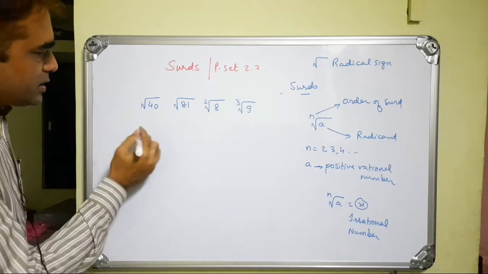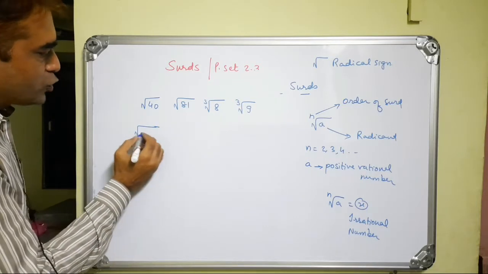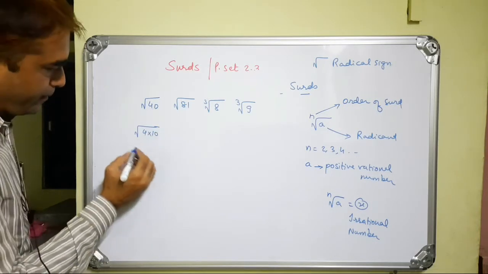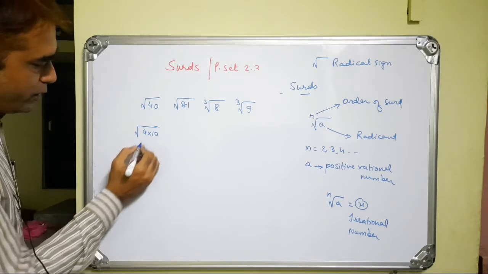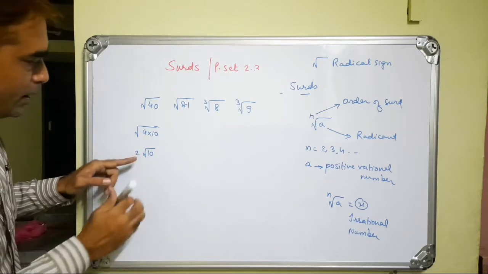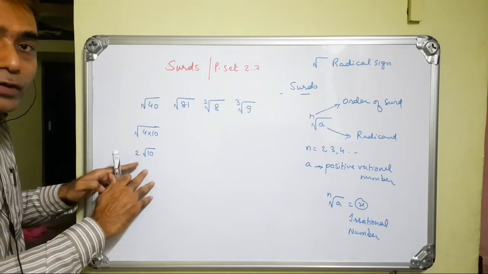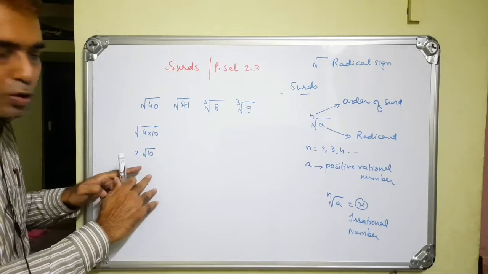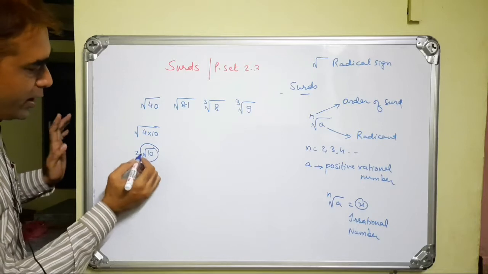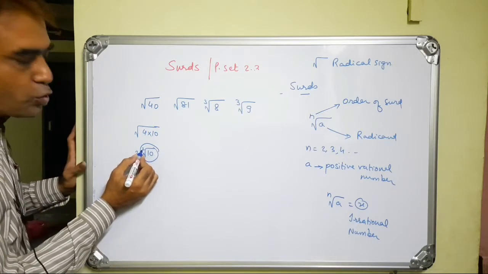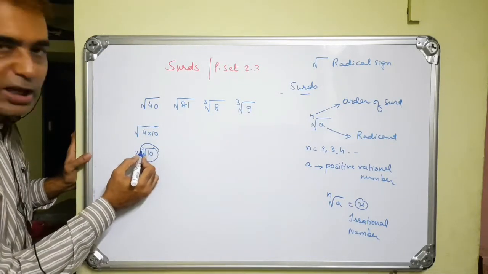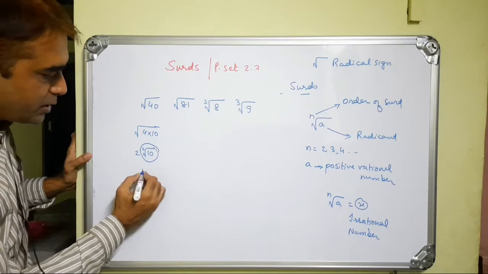Now this number, square root of 40, can also be written with factors of 40 as 4 into 10. Now square root of 4 is 2, which we will write outside the bracket. So 2 root 10. Now here we don't know the square root of 10, its decimal form is non-terminating, non-recurring. Square root of 10 is irrational, and the order is square root, meaning 2. The order n should be a natural number greater than 1, it is 2. So this number is a surd.